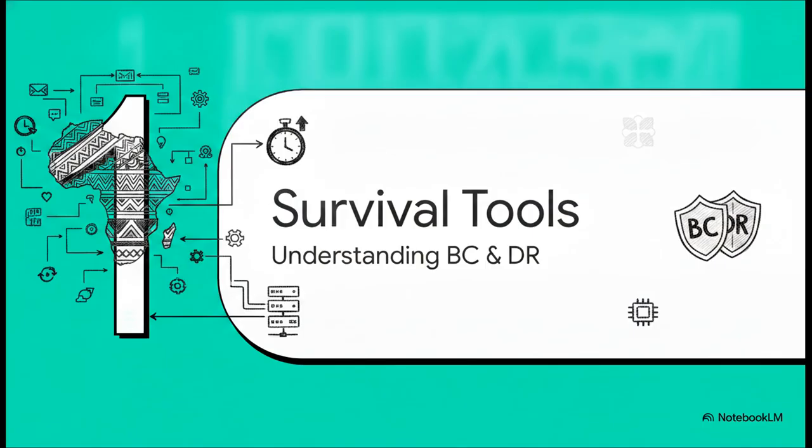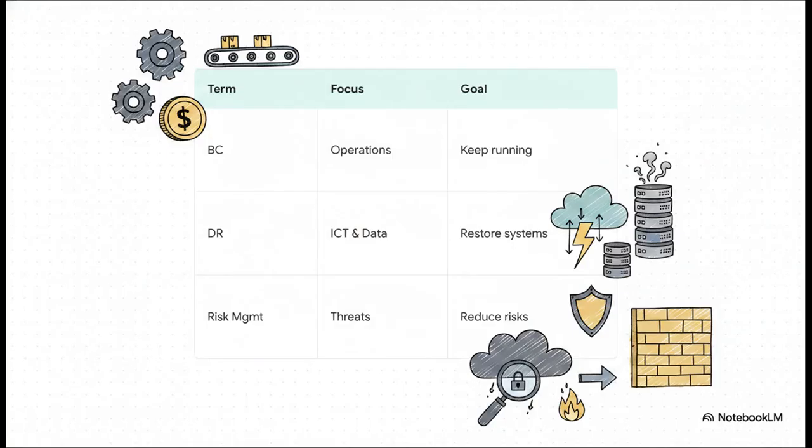Let's quickly clear up some of the core jargon. You hear these three concepts get jumbled together all the time, so let's separate them. First up is business continuity, or BC. The focus here is strictly on operations. The only goal is keeping your essential services running no matter what chaos is happening outside. Now compare that with disaster recovery, or DR. This is a subset of BC, but its laser focus is on your ICT systems and data. The goal is restoring those systems and recovering your digital files after they've been knocked offline.